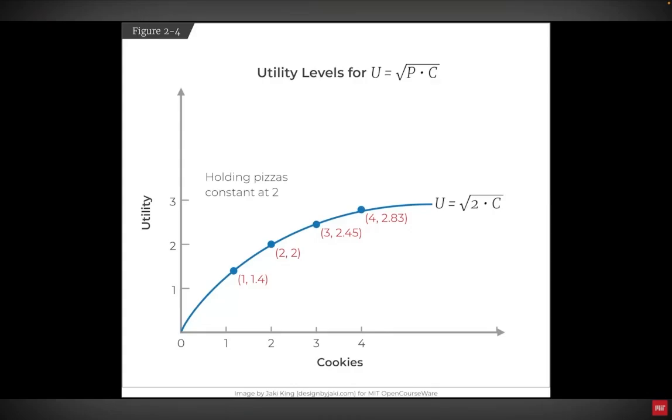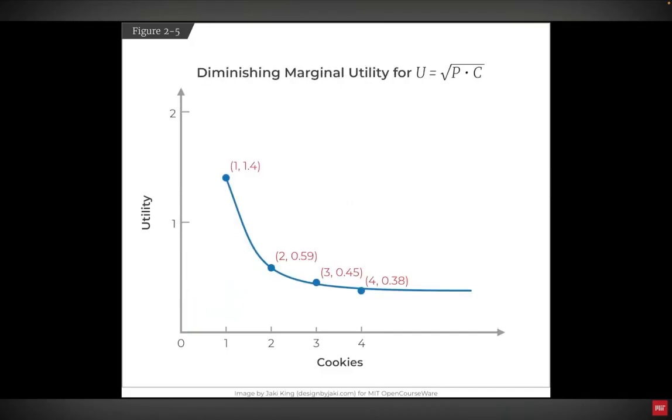What you see here is that if you have one cookie, your utility is 1.4, square root of 2 times 1. If you have 2 cookies, your utility goes up to square root of 4, which is 2. You are happier with 2 cookies. But you are less happy from the second cookie than the first cookie. Okay? And you can see that if you flip back and forth between 2.4 and 2.5. The first cookie, going from 0 to 1 cookie, gave you 1.4.